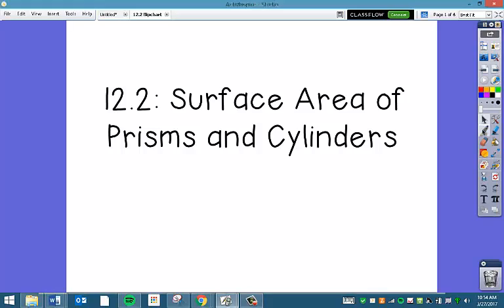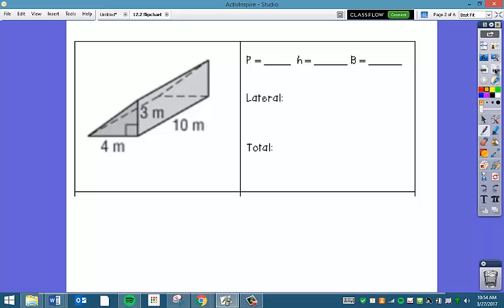We're going to be finding the surface area of prisms and cylinders. Remember, prisms and cylinders have two bases. The height is what connects the two bases. So, looking at this figure and trying to decide what is my base, I see some rectangles and I see a triangle. Whatever is not your rectangles, those are definitely your bases.